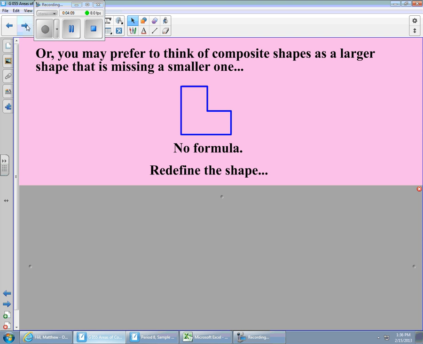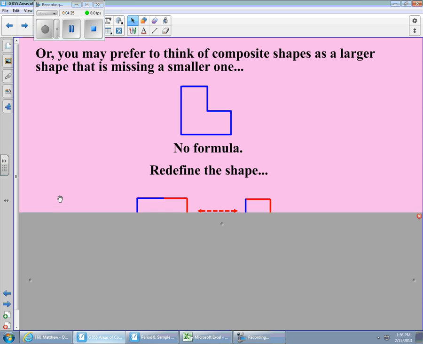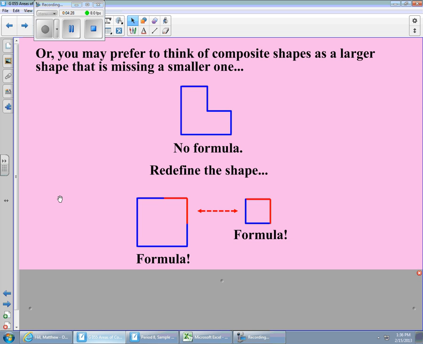Now, the second school of thought is that some people will tend to think of a composite shape as a big figure that is missing something. So instead of breaking it down into smaller pieces, they think of it as a big piece that's lost a little piece. And that's another legitimate way of thinking about it. Again, some people, instead of seeing it as a rectangle and a square, or maybe three little squares, see a big square missing a smaller one. And once again, that is perfectly fine. That is an accurate way of viewing it.